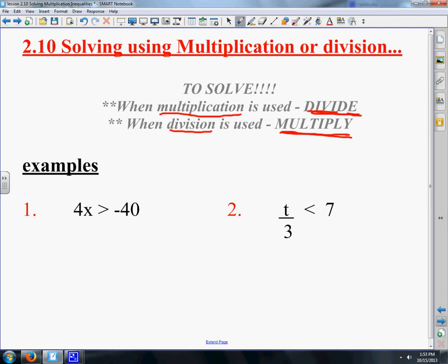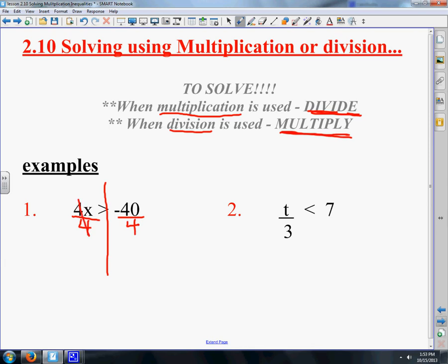Example number 1. 4x is less than negative 40. So just like the addition and subtraction inequalities that we solved earlier this week, you're going to treat this just like a regular equation with an equal sign. So we put our line down here. What are we going to do to solve this equation? It's multiplication, so we're going to divide. We divide 4x by 4, and we divide negative 40 by 4.